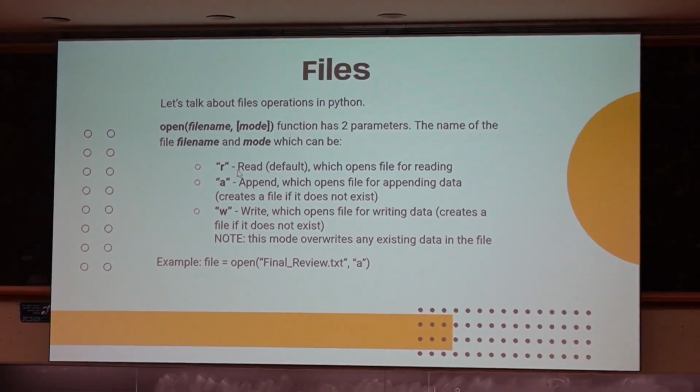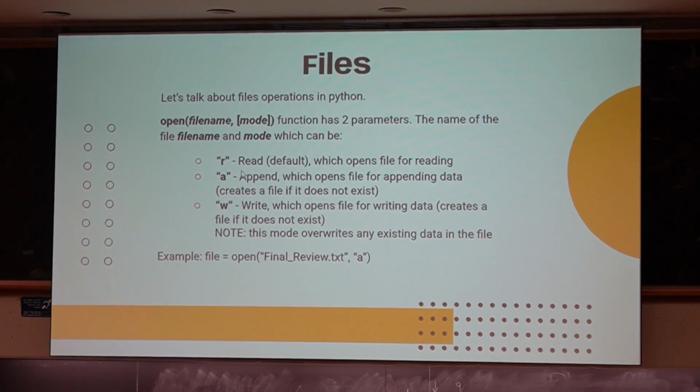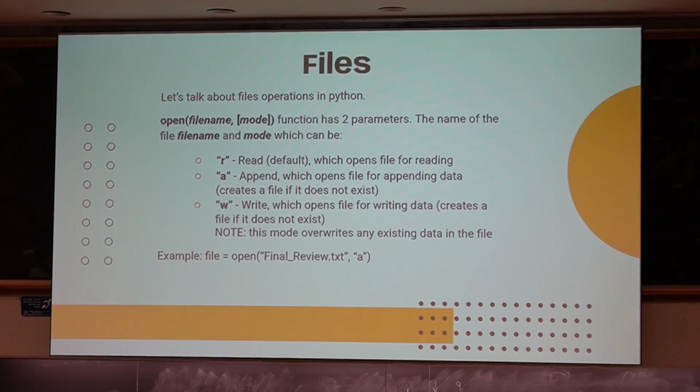So for the mode, there are 3 types of modes in Python. Read, append, and write. Read is by default. So if you don't put any mode, by default you're in read mode for the file. So you cannot write anything into the file or append anything to the file. So when you do open something in read mode, it opens the file for read, just as the name suggests. For A, if you pass in A as your mode with the file name, it's for appending. It opens a file and you can append data.